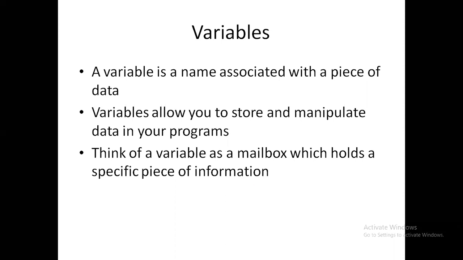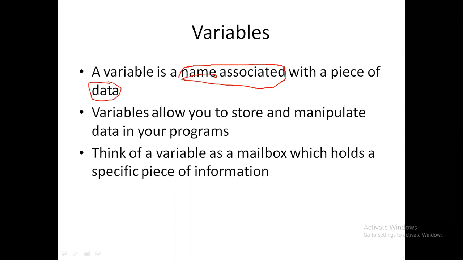So we have some data, and to that particular data I'm giving one name. That name has been associated with that particular data. That is what we call a variable. What is the purpose of that? I want to store it and do some operations, like manipulation of the data, in the program.